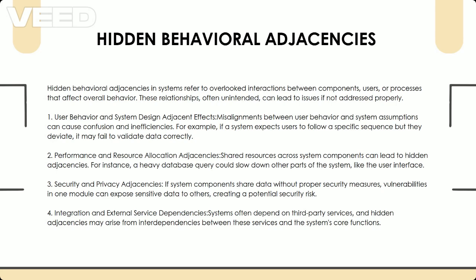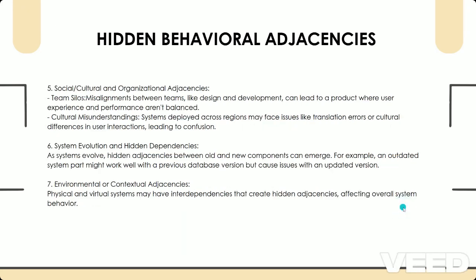Security and privacy adjacencies. Data sharing between components without security checks. For example, a weak module can expose sensitive user data. Integration and external service dependencies. Third party service dependencies can create hidden risks, for example, a service update breaking core system functions.